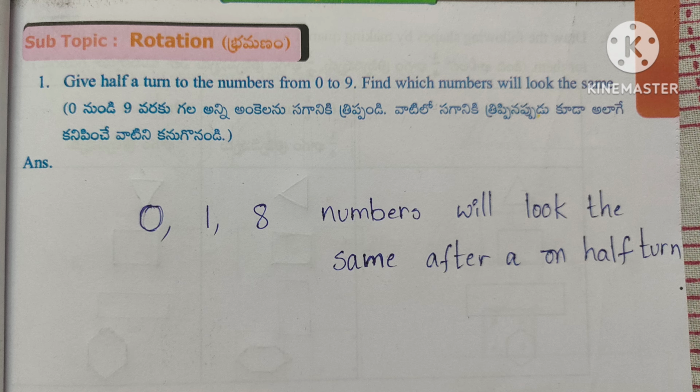Worksheet 9. Here the subtopic is rotation. First question. Give a half turn to the numbers from 0 to 9. Find which numbers will look the same. The answer is 0, 1, 8. These numbers will look the same after a half turn.